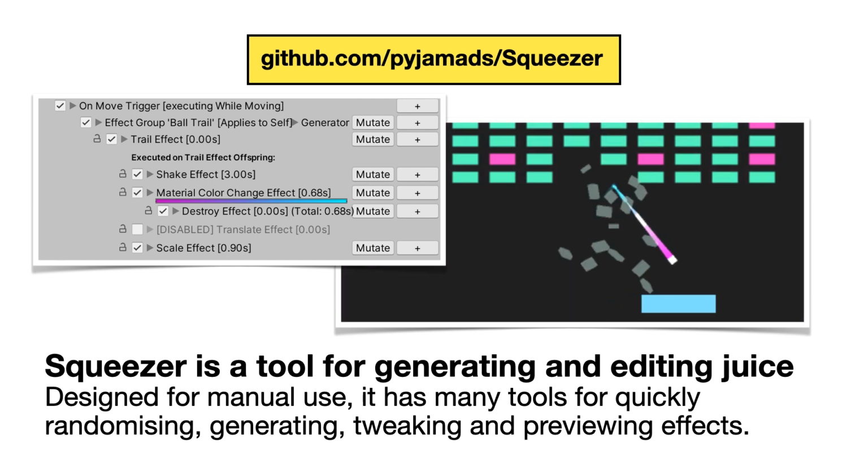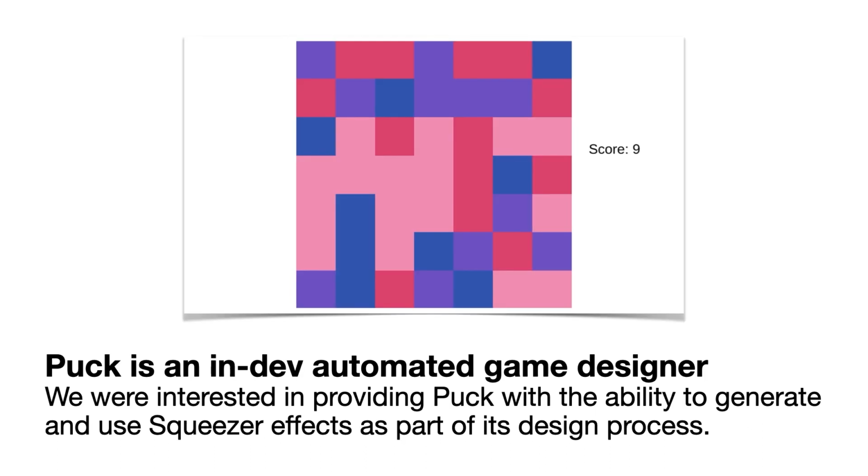At the same time, I had been working on a piece of software called Puck. Puck is an automated game designer, kind of a successor to the Angelina series of automated game designers, if you're familiar with them. And Puck was generating games, but they were sort of missing any kind of game feel or even visual presentation at all, really. They look like this. And we wanted to see if we could integrate Squeezer with Puck to give it the ability to generate effects.